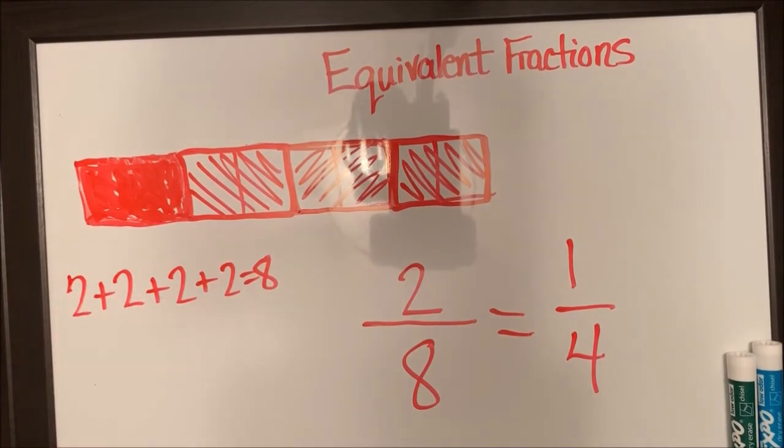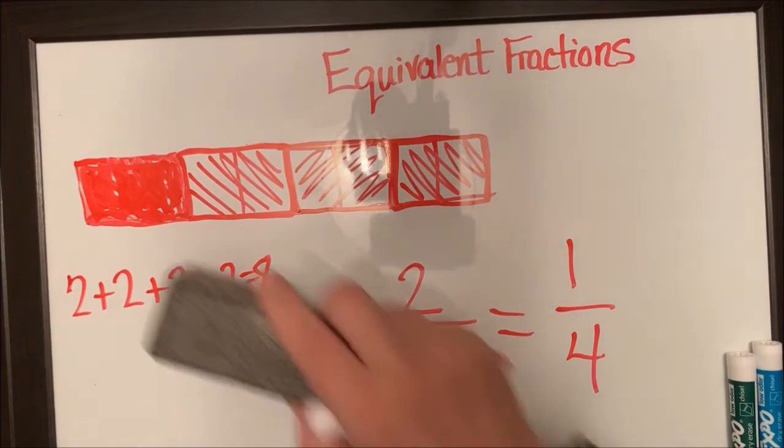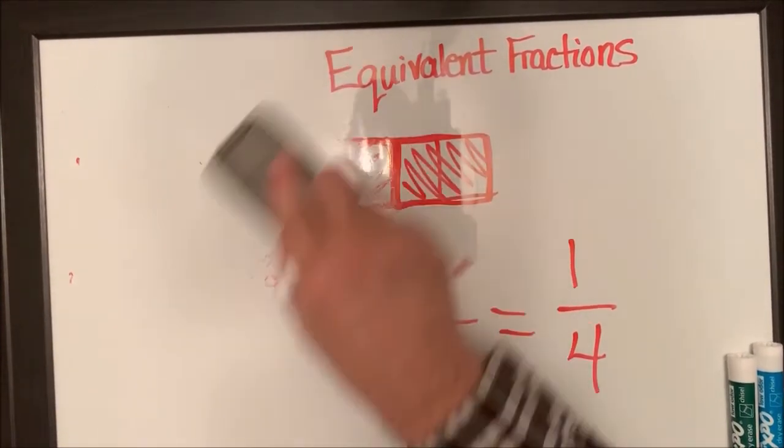Okay, so even though the fractions look different, they're equal. They mean the same thing. And we call these kinds of fractions equivalent fractions, that these fractions actually are the same, even though they're different. Okay, let's do one more. I'm going to challenge you to answer this one on your own.